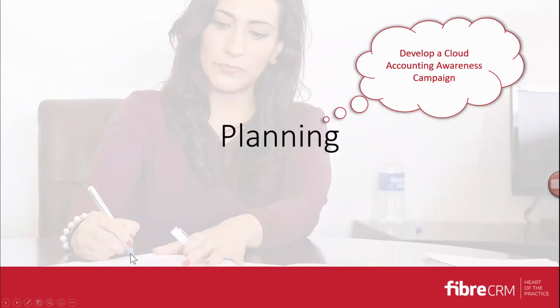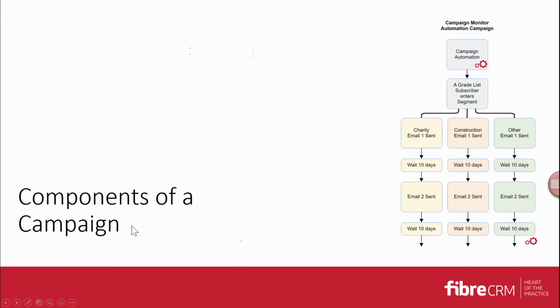So the first thing we're going to do is plan out our campaign. What do people want to get? What topical information needs to be sent? And how do we make it specific to the client? So in this example, we're going to use Campaign Monitor. We're going to use a marketing automation capability, and we're going to run this across our grade A client list.